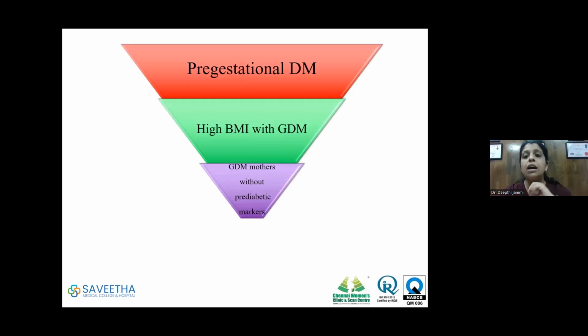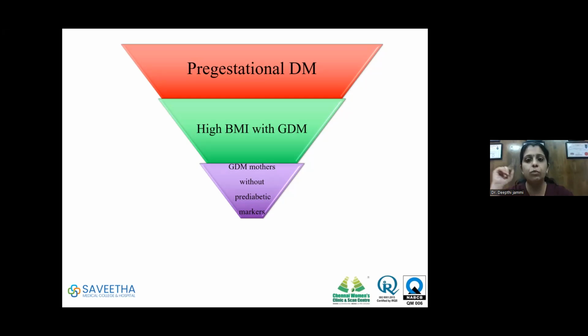And how will we stratify them? Like how we stratify many other conditions, as in twins or anything, we stratify them saying, first, you need to see whether it's a pre-gestational diabetes, going by the HbA1c. The second bucket comes when there's high BMI, but they develop GDM, that's during pregnancy. And the third bucket, GDM mothers without any pre-diabetic risk factors like high BMI or family history. So this is the cutoff bucket.